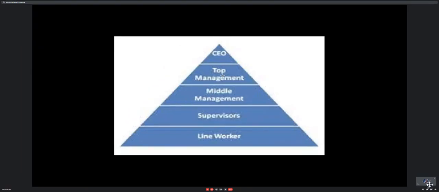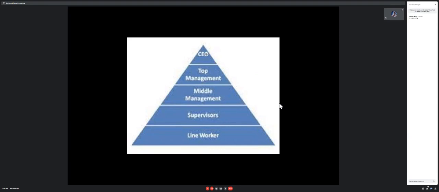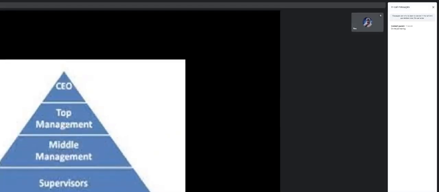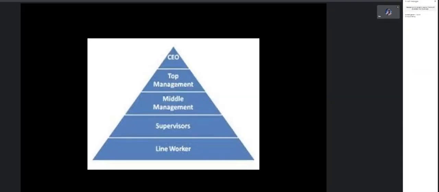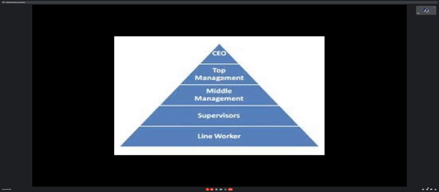So that is why I said that Gisbert's classification includes top management. CEO is a part of top management, and therefore it will be the CEO, the chairman and managing director of the organization, and all directors and deputy directors of different functional areas. We call them top management because they are the ones giving direction to the organization. They decide what the organization would do, what growth they want to achieve, and what products and services they would like to venture into.